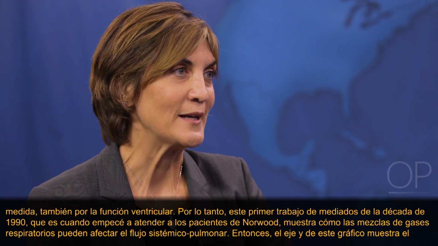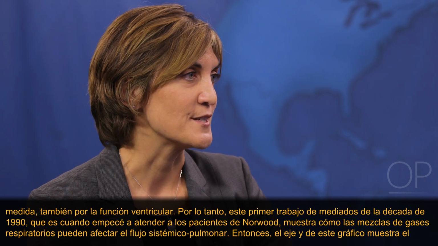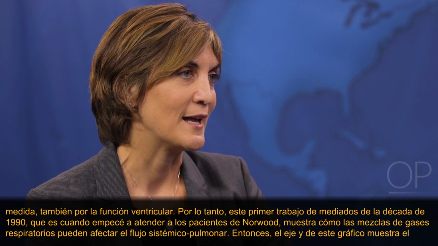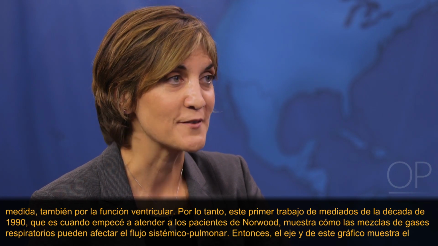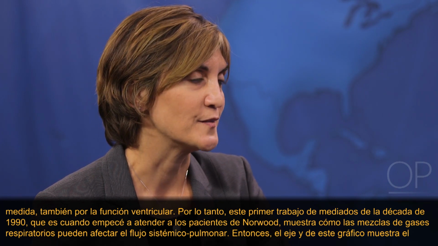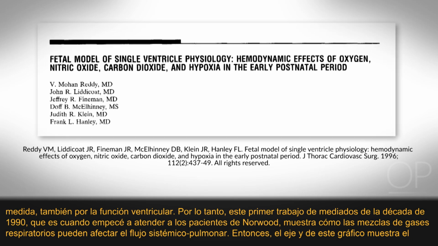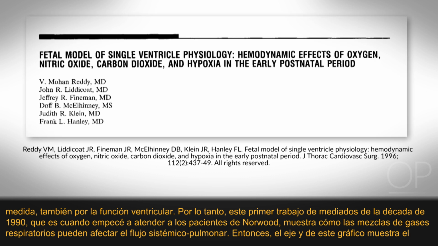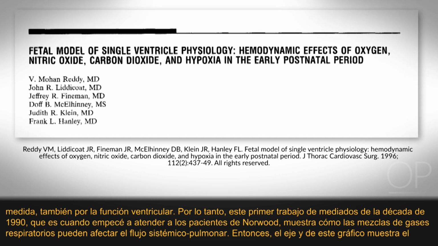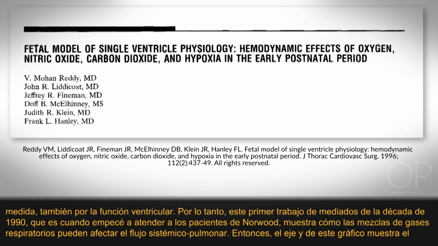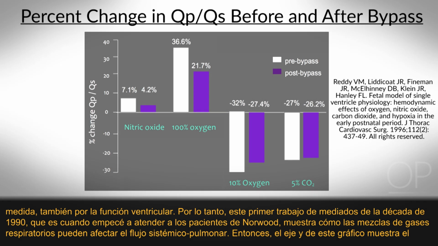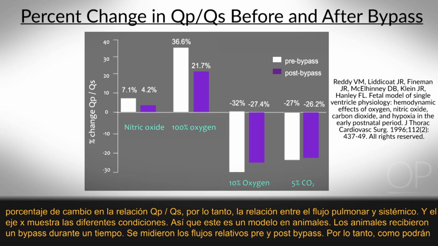And really, it's determined by the relative resistances of each vascular bed, and obviously to an extent also by ventricular function. So this early work from the mid-1990s, and that's certainly when I started looking after Norwood patients, shows how respiratory gas mixtures can impact the pulmonary to systemic flow. So the y-axis on this graph shows the percentage change in the QP to QS, so the pulmonary to systemic flow. And the x-axis, if you like, shows the different conditions.